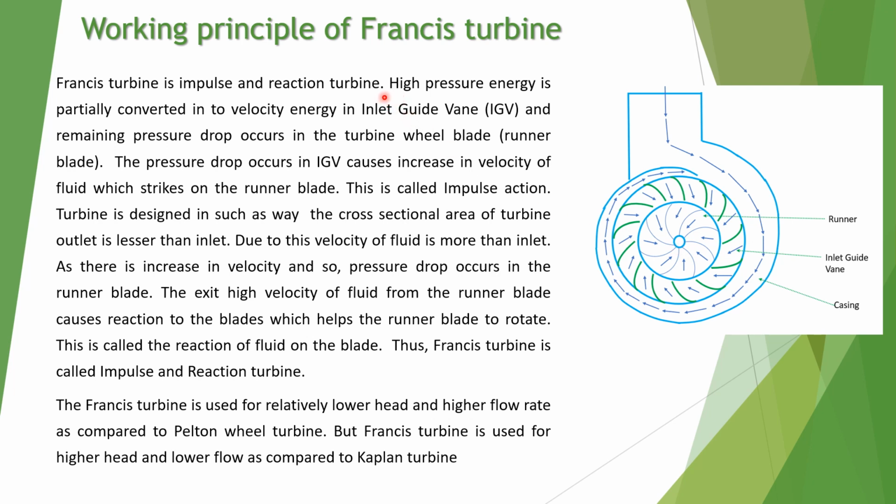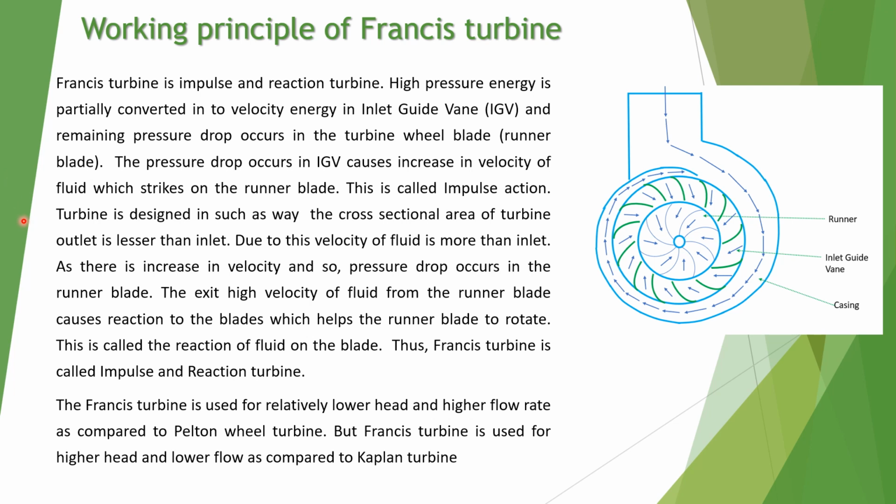In detail, we can discuss it like this: the high pressure energy is partially converted into velocity energy in the inlet guide vane, which is the IGV. This is the inlet guide vane, and the remaining pressure drop occurs in the turbine wheel blade, that is, the runner blade. This is the turbine wheel blade or runner blade. The pressure drop in the IGV causes an increase in the velocity of the fluid, which strikes the runner blade, and this is called the impulse action.